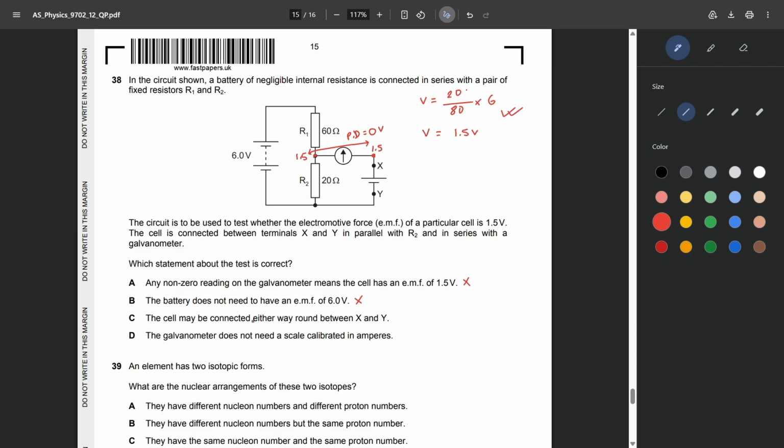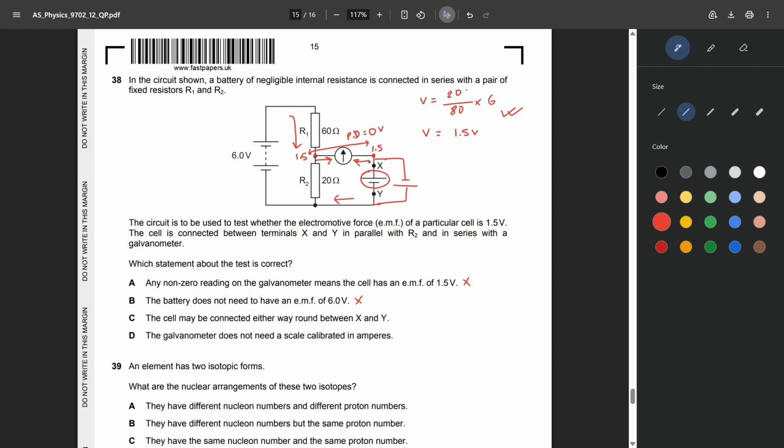The cell may be connected either way around between X and Y. Okay, so instead of connecting it this way, if we switch the polarities like this, the current will flow in the opposite direction, right? So from this battery, the current flows in this direction and goes towards X. If we have our battery pointed this way, we have a current opposing the current provided by the battery of 6 volts, right?